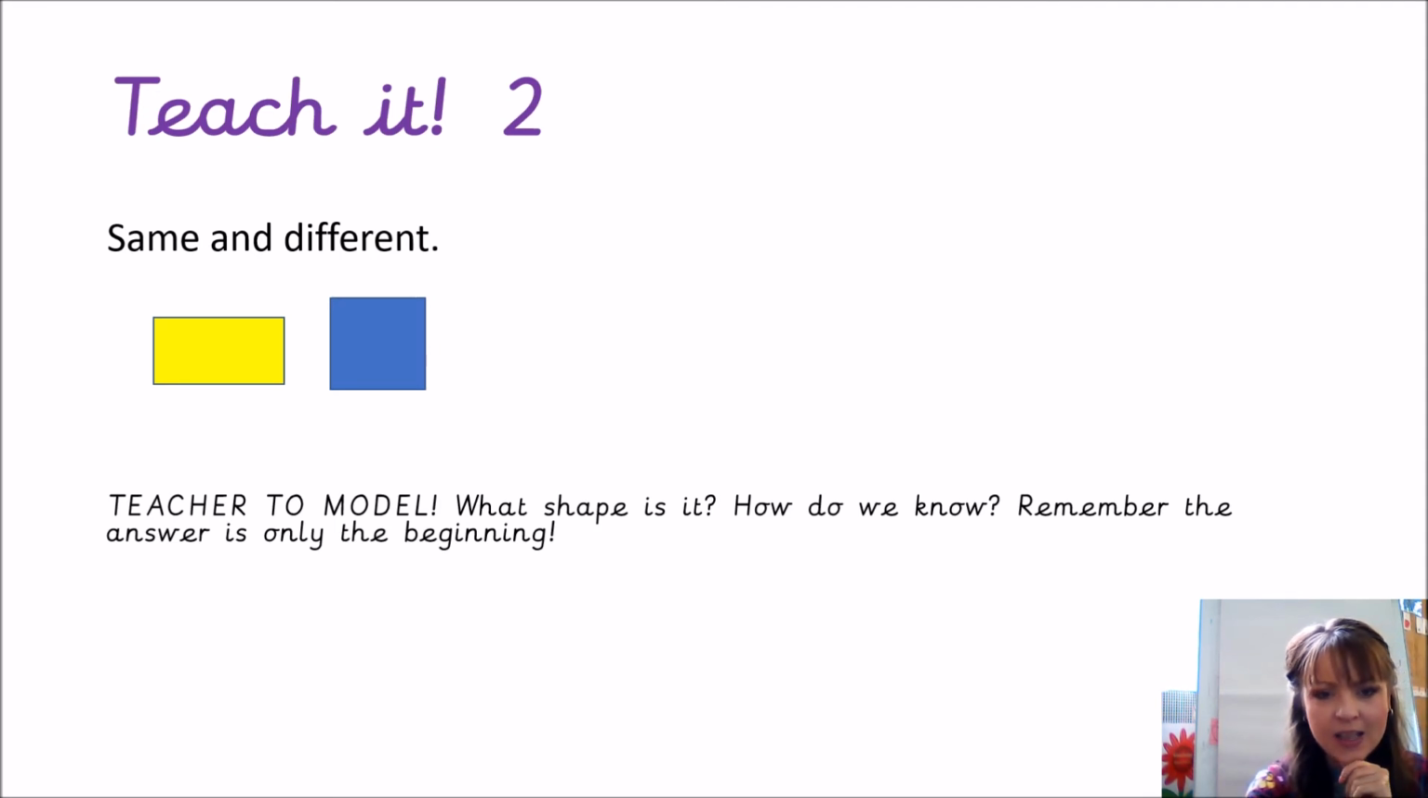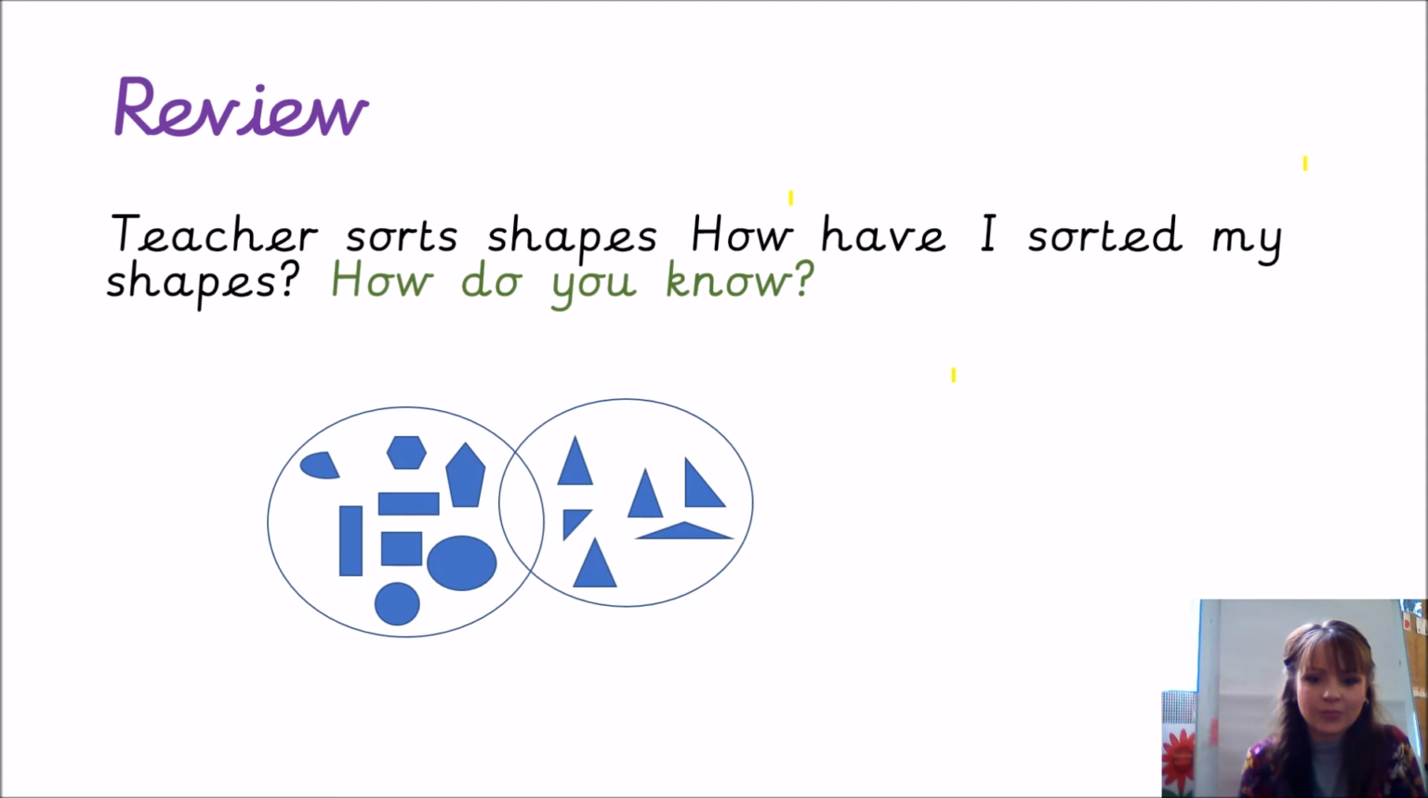Next, I've got something a little bit tricky for you to have a go at. You can see 2 hoops, and they've got some shapes in, and I've sorted these shapes into groups. I chose my own groups. I want you to talk to your adult about how I have sorted these shapes and why. How do you know how I've sorted them? Talk to your adult now. Adults, you can pause it here while you have that discussion.